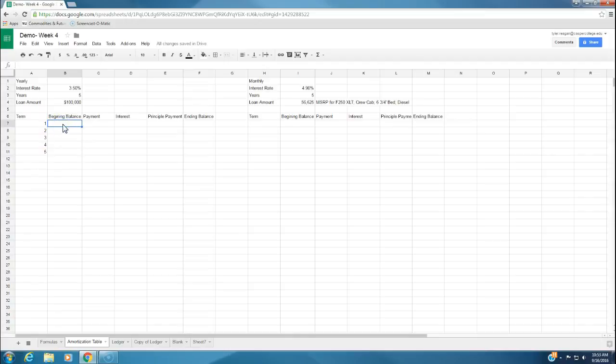So what is the beginning balance? The beginning balance is equal to the loan amount. So you just say equals, and remember we always want a cell reference. So you can say equals B4, there's your beginning balance.